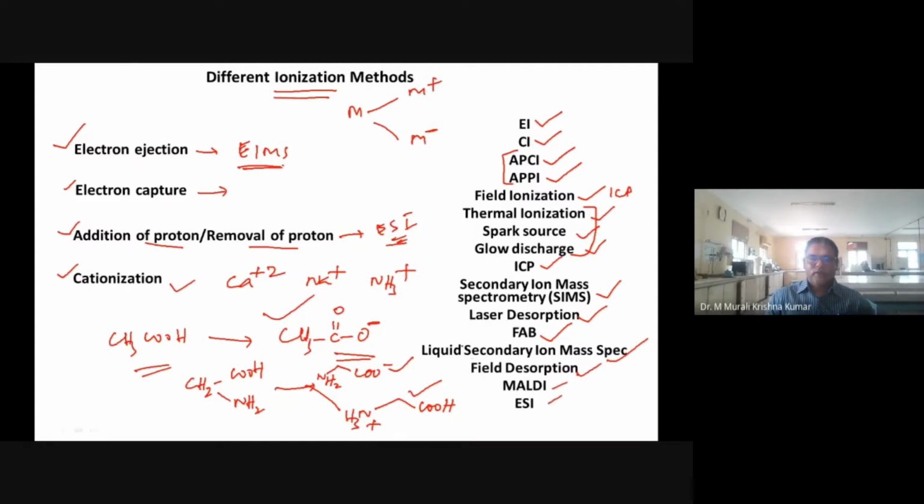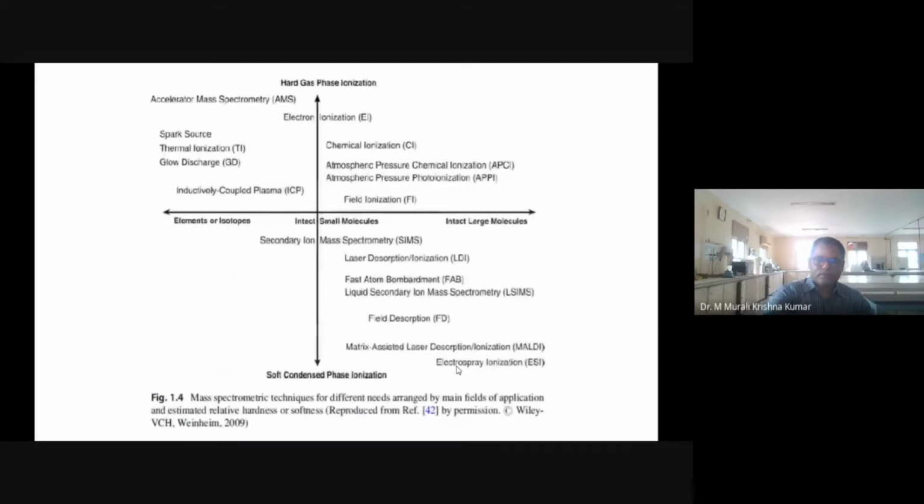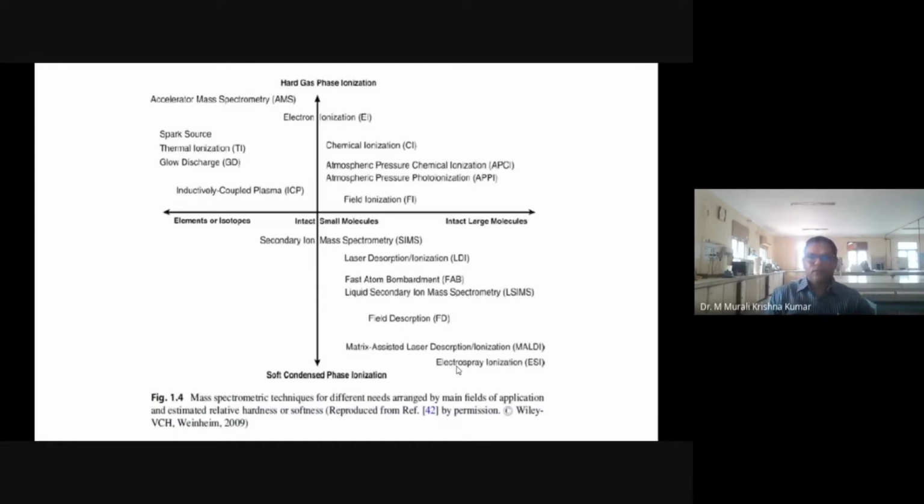Okay, so like this. So these are the various different techniques that are used, but most of the techniques are only for literature or otherwise history sake. Most of them merged into important techniques, almost like half a dozen techniques are there. But if you see the kind of energy that we are using for ionization, if high energy is used, that is what we call hard ionization techniques. And if we are using energy which is not enough for degrading the entire molecule, this is what we call soft or condensed phase ionization.